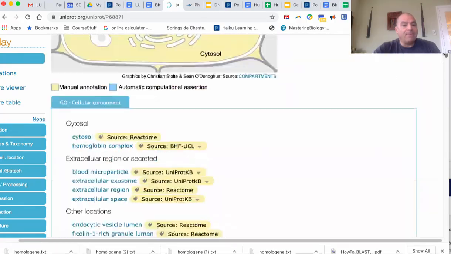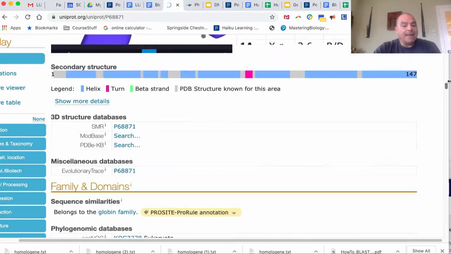They give you information about the secondary structure right here. Where on that 3D structure were the turns caused by hydrogen bonding? Were there any beta strands? No beta strands here in the secondary structure of hemoglobin, but lots of helices. So you can see it's 147 amino acids long.